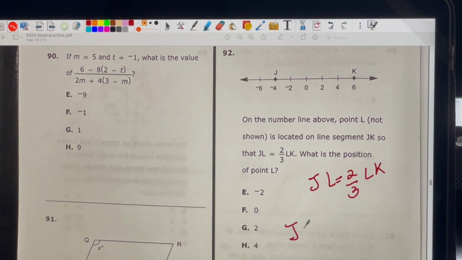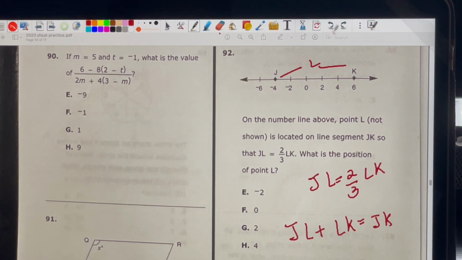But I do know that L is somewhere in here. I just put it on top, okay? So JL plus LK equals how many units, equals JK? Right? You agree with me? So JL, this stretch, plus this stretch, has to equal the total, which is JK. And it doesn't matter where L is. L is here, this stretch plus this stretch equals a total, which is JK.